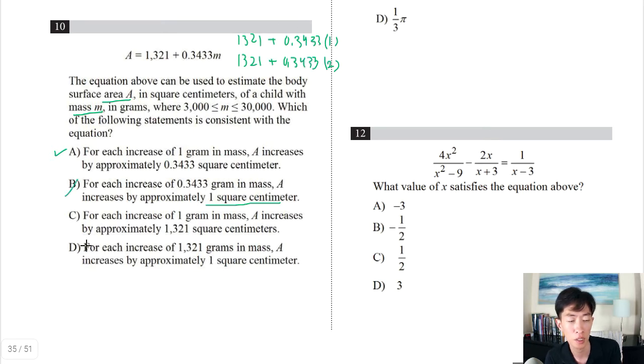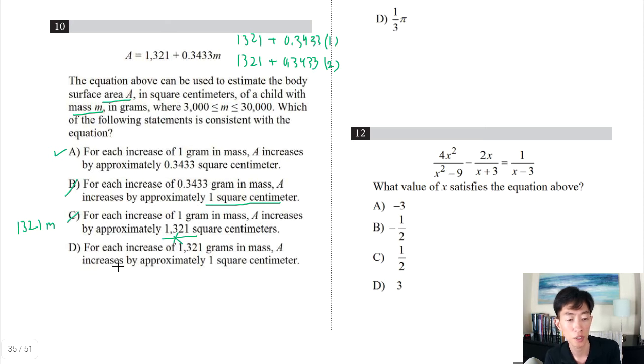So B is out. C, for each increase of 1 gram in mass, A increases by approximately 1321. So this is off also because remember the 1321 doesn't change. Choice C would be true if the 1321 were being multiplied by m, but that's not what's going on.